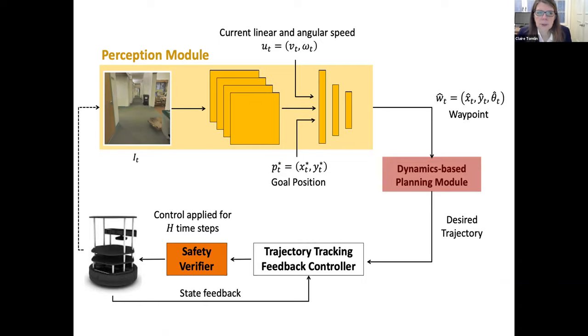The details of this perception module are interesting. I'm not going to have time to talk about them, but we trained it purely in simulation using optimal control. So the perception module was trained with a model-based optimal control scheme. And in that sense, it's also self-supervised. So the data is generated and the control is generated purely using optimal control.